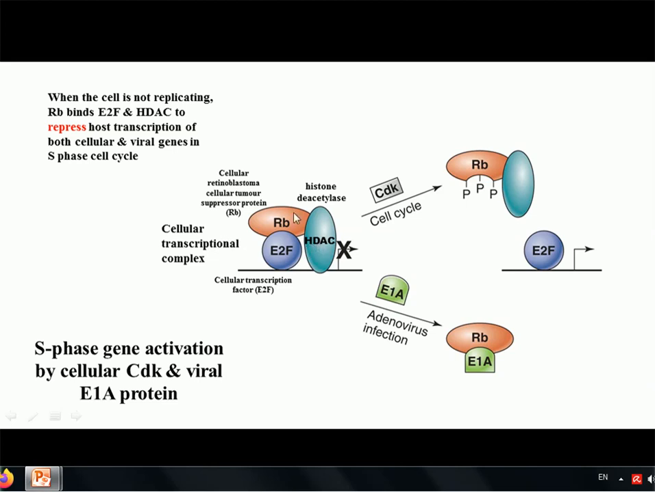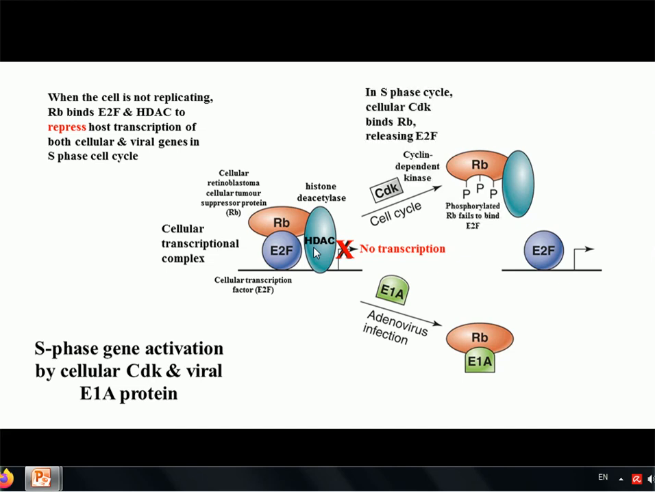By this, it can repress the host transcription. In a normal scenario, when there is no viral infection, when RB binds to E2F and HDAC, the body cell is not going to initiate transcription. And then, as we know, we have the cell cycle, right?